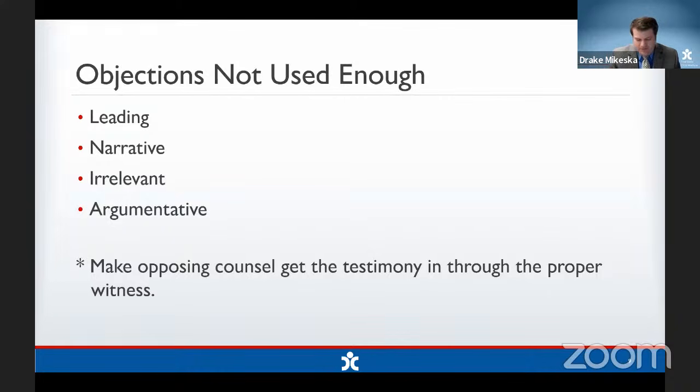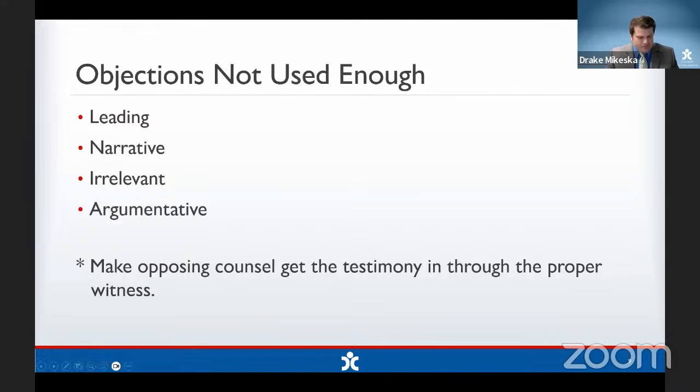And then next and finally is argumentative. I will use this objection quite a bit and really try to protect my witnesses as much as I can. If the attorney or opposing counsel is making some sort of sidebar comment intended to attack the credibility of the witness or something along those lines, then I'll object to the argumentative aspect of the question and force them to rephrase.